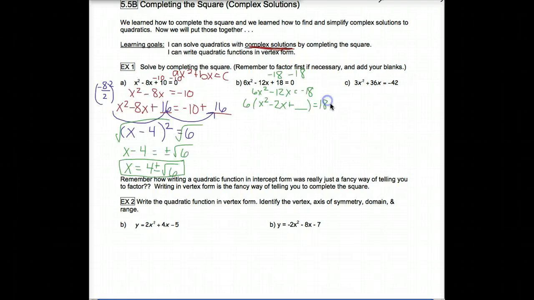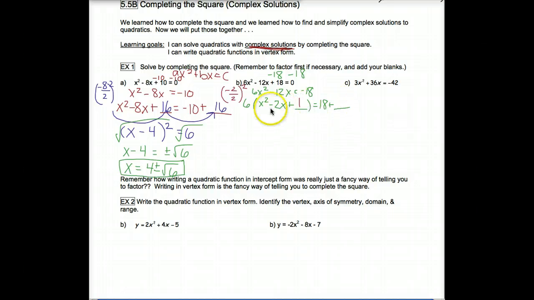I always get people here who try to make this factored out the 6. Remember, you cannot factor over an equal sign. You're only factoring the left side. Okay, so now I need to fill in my blank. So my b value is negative 2, so negative 2 over 2 squared is what goes in my left blank. So negative 2 divided by 2 is negative 1, squared is positive 1.